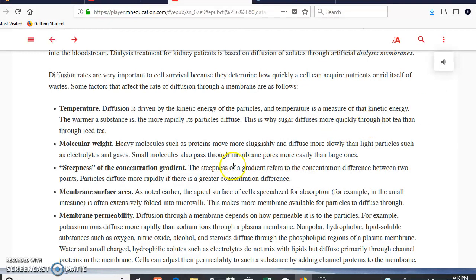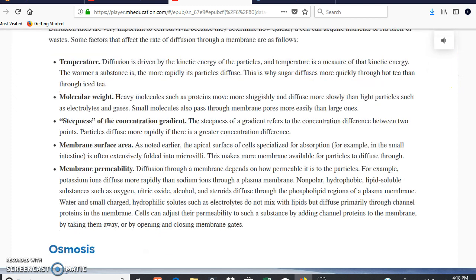Okay, membrane surface area. If you have a cell that is 1 inch, the cell membrane is, I don't know, let's say 2 inches, and you have another one that is 2 feet, then obviously in the one that is 2 feet it is going to be much easier for cell transportation to happen because you have more area. Membrane permeability. If you have a membrane made of bricks, nothing will go through. But if you have a membrane that is made of tissue paper, then a lot of things will go through because it's permeable.